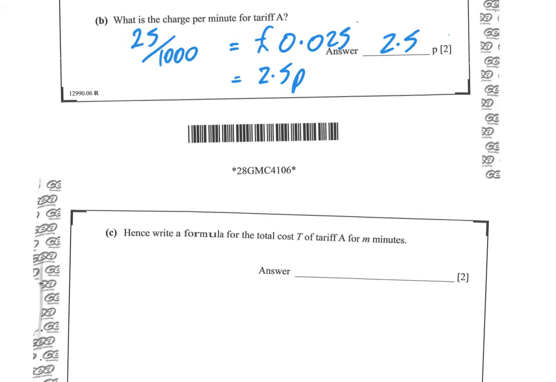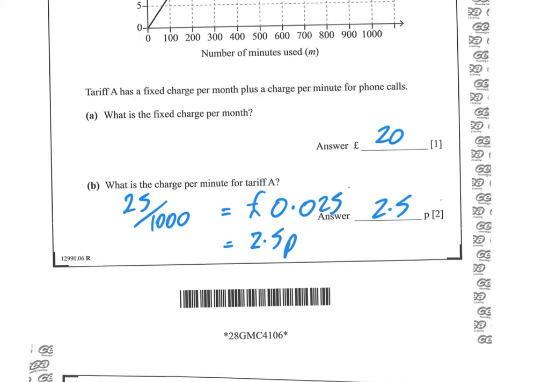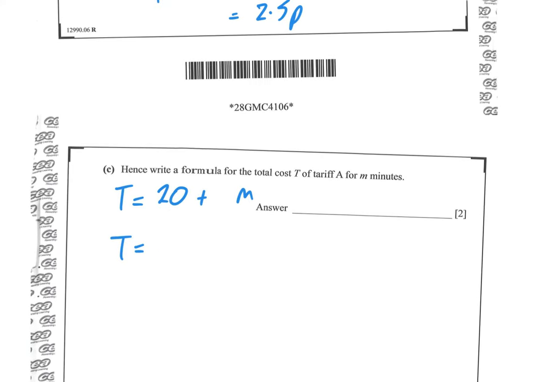Okay, so your tariff A, total cost T, it costs you a fixed amount of £20, plus for every minute you use, and a minute is M, it costs you 0.25 pence. So I'm going to write that as 20 plus, and remember we've got to have a wee bit of consistency here. So I'm going to keep the units all in pounds. 0.025 M is what we're going to have.